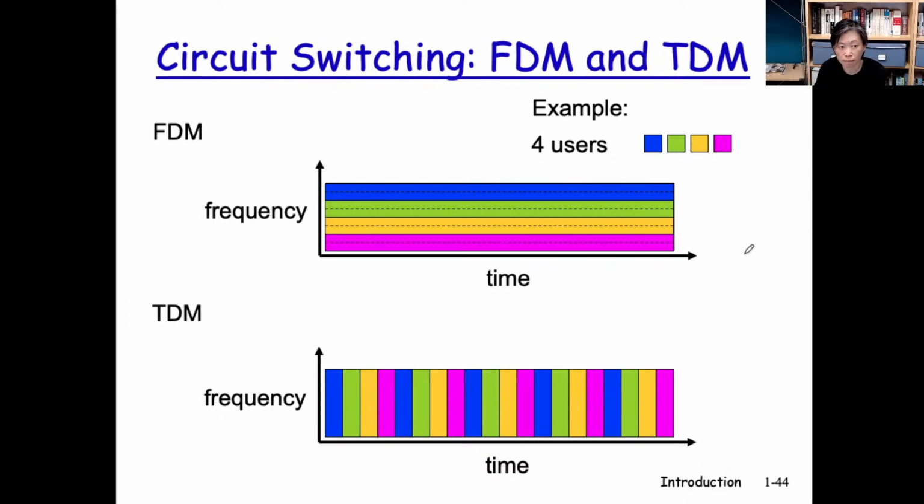Very orderly. If we have more than 4 users, how do we do that? You see, we could further refine the division into, for example, A parts. That way we can accommodate how many users? A users. Similarly for TDM.